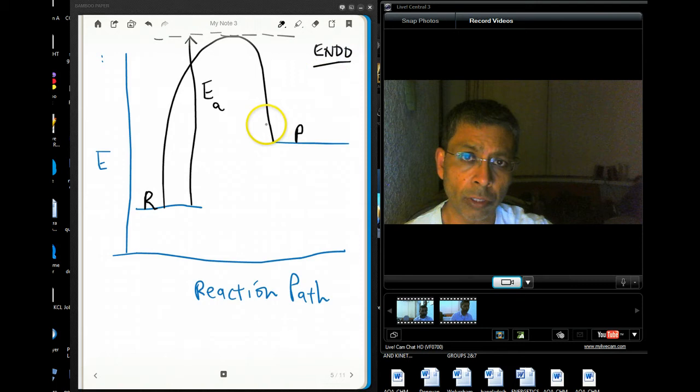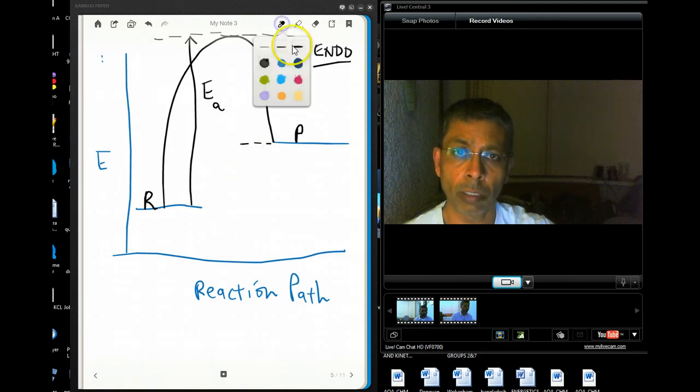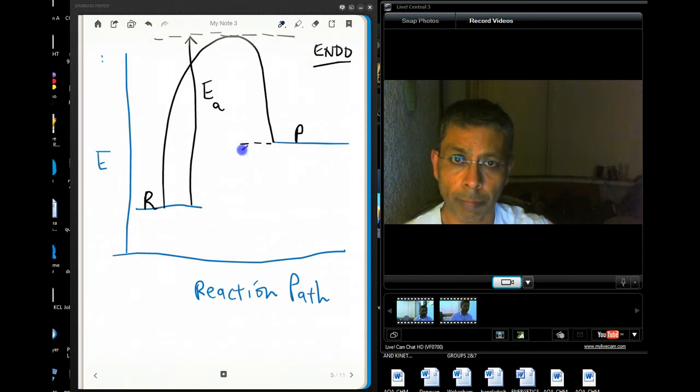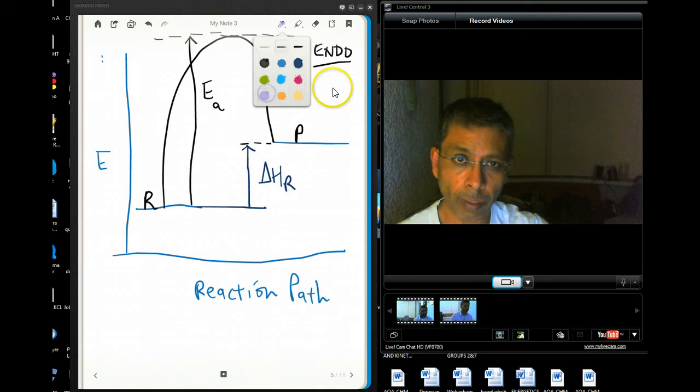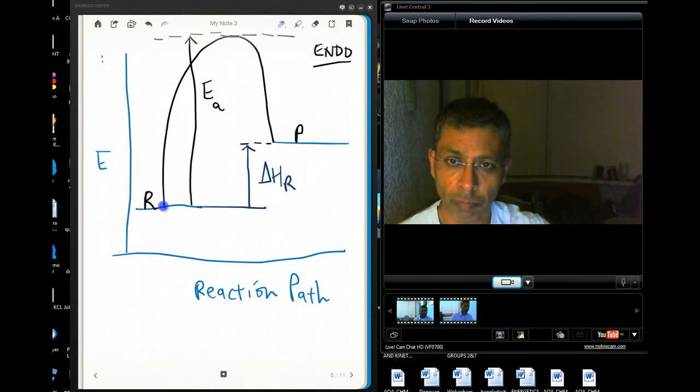Okay, so endothermic reactions aren't as common as exothermic reactions. You can probably say why, because the activation energies are just so much larger. Okay, heat of reaction, again the heat of reaction is always done from the reactants to the products, and you notice the arrow is up, meaning endothermic.